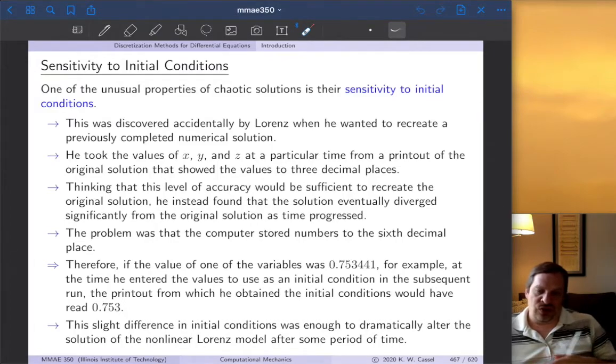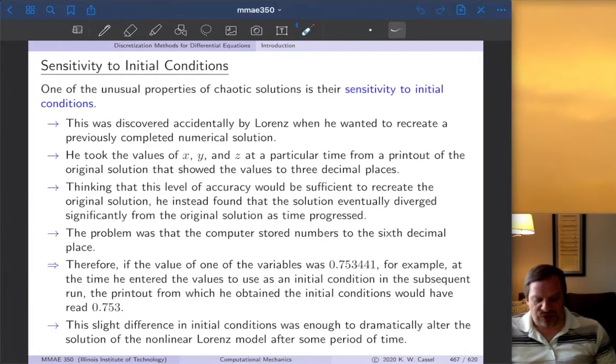So he had a solution going for X, Y, and Z as a function of time, developing. And the next day he wanted to restart a calculation he had already been doing, but he didn't want to go all the way back to t equals 0 and waste all the time to get to some intermediate point. So instead he took a printout of the solution at a particular time, and then put those in to the computer as the initial conditions to start from that intermediate time and go forward. The problem was the following.